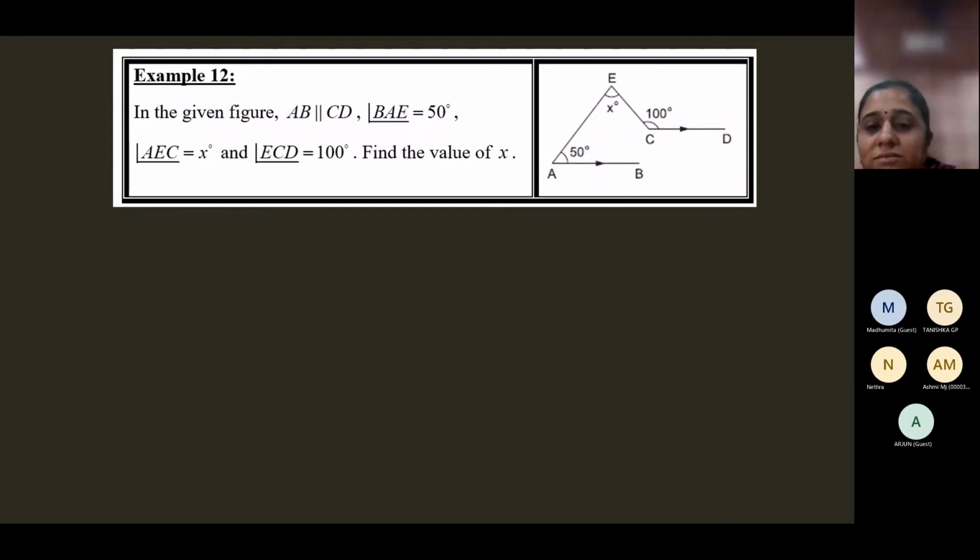Can you explain, Madhumita? Yes, ma'am. We have to draw an imaginary line. This is parallel, so you can just pull it like this. I extended CD, ma'am. CD, yeah? Yes, ma'am. Okay.